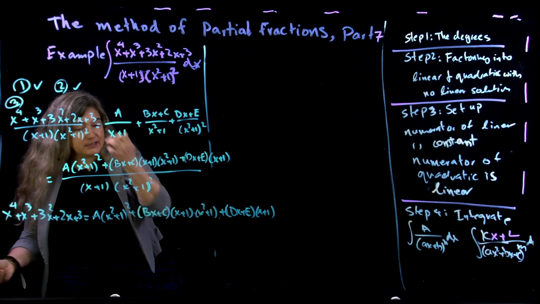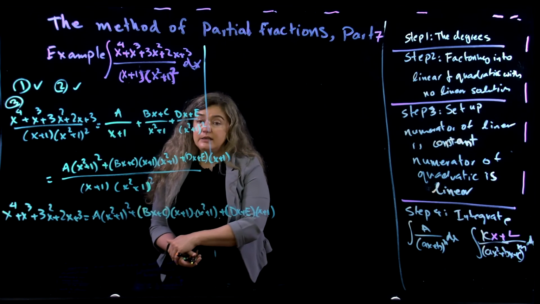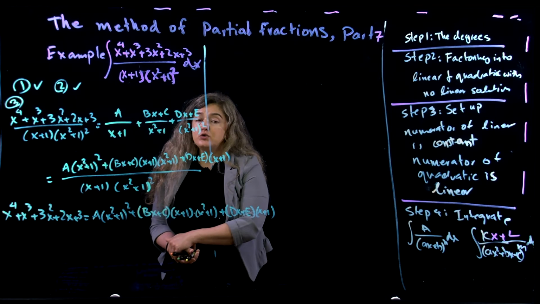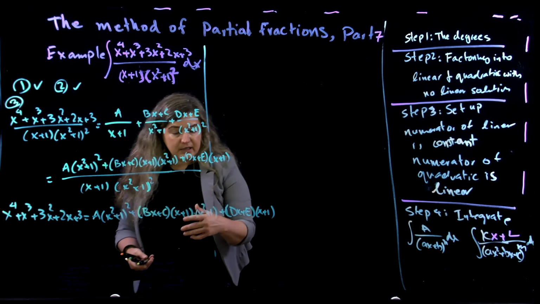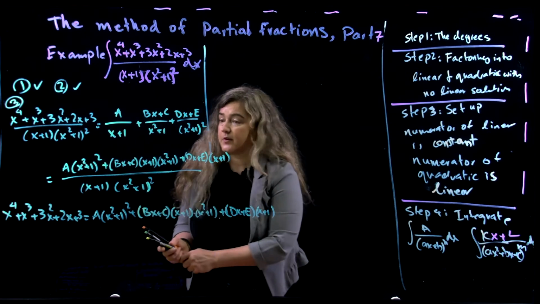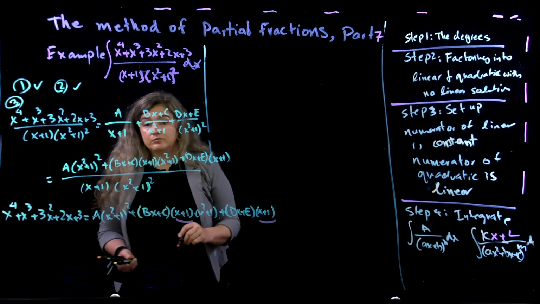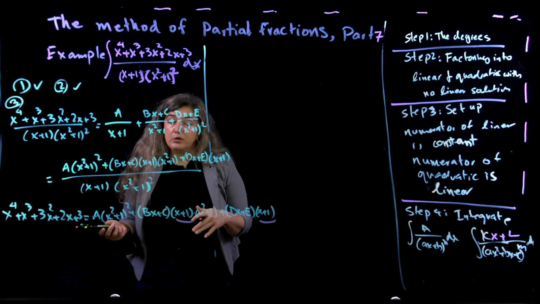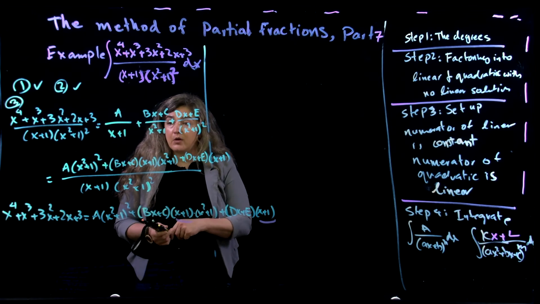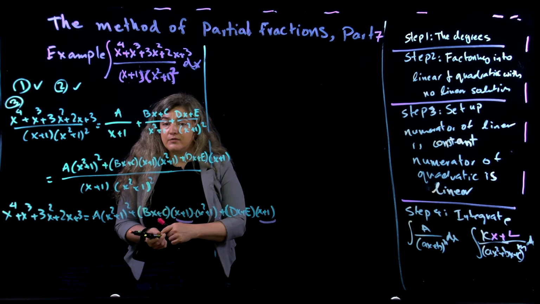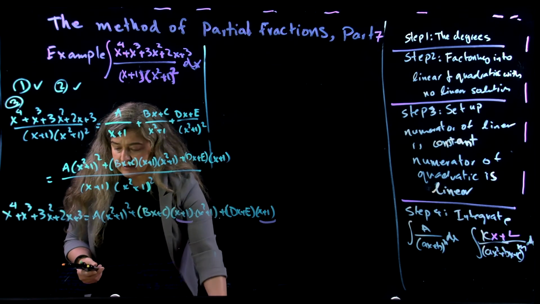And how do I find a? If this equation holds, then it should hold for x equal to -1. And where did I get the -1? -1 comes from the root of x plus 1. So if the equation holds, then it should also hold for the root, -1. So how does that work?